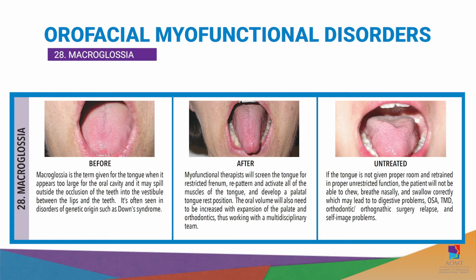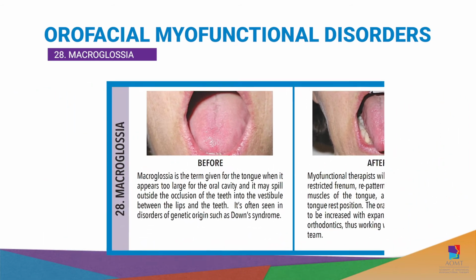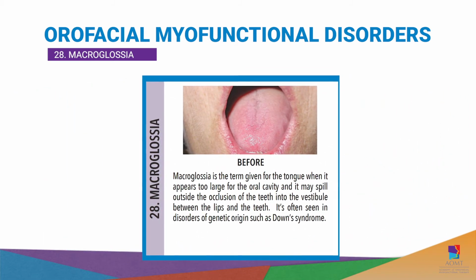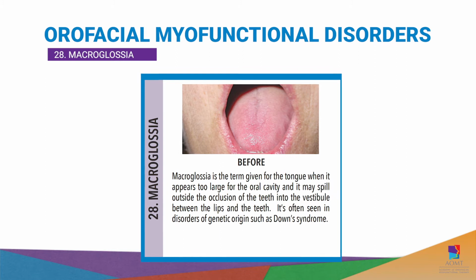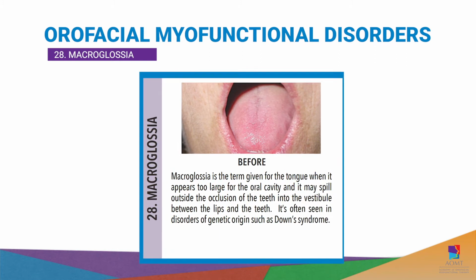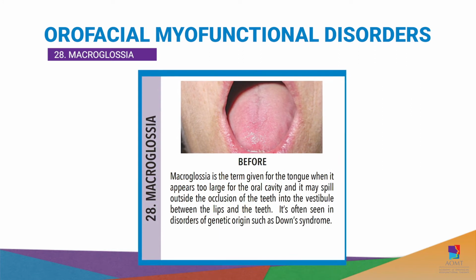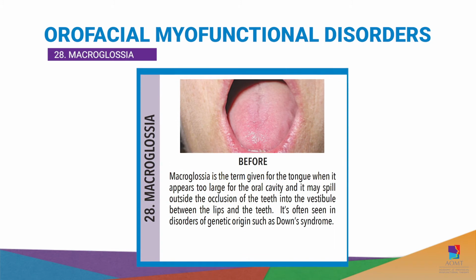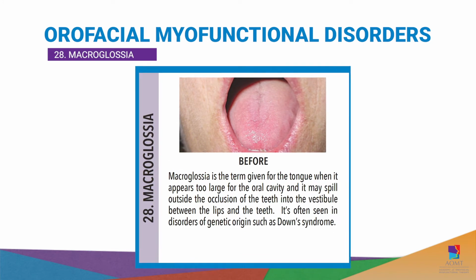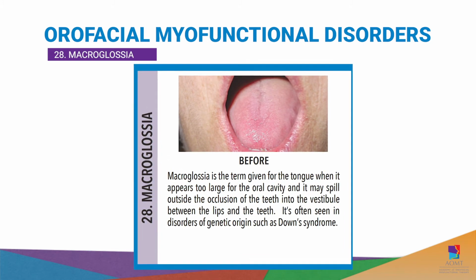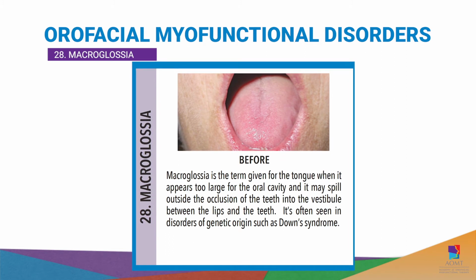28. Macroglossia. Macroglossia is the term given for the tongue when it appears too large for the oral cavity, and it may spill outside the occlusion of the teeth into the vestibular area between the lips and teeth. It's often seen in disorders of genetic origin, such as in Down syndrome.